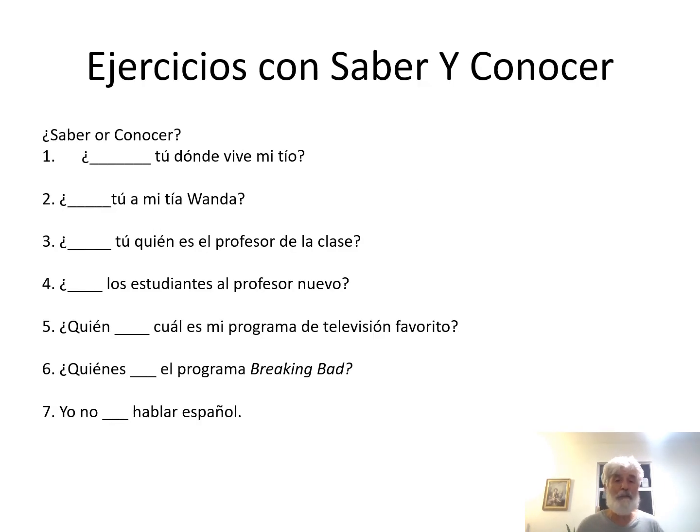All right, let's do some exercises with saber and conocer. Let's see how we can do on this one. Here we want to know, is it saber or conocer? We're asking in the tú form. Do you know where my uncle lives? Donde means where. Again, your word order is a little different in Spanish. We would say, do you know where my uncle lives? We'd put the "lives" at the end, but not in Spanish.